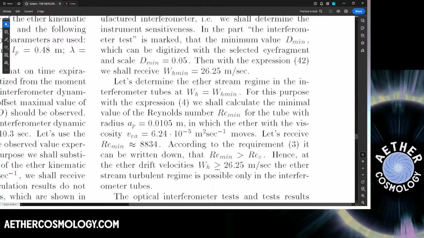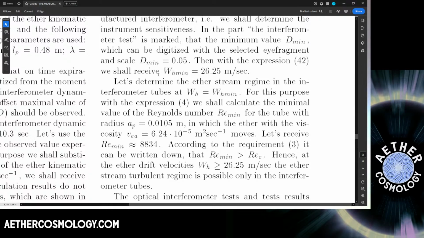Let's determine the ether stream regime in the interferometer tubes at WH equals WH min. For this purpose, with expression 4, we shall calculate the minimal value of the Reynolds number, Reynolds min, for the tube with radius A sub P equals 0.0105 meters, in which the ether with the viscosity V sub ether equals 6.24 times 10 to the minus 5 meters squared per second flows. We receive Reynolds min is approximately 8834.